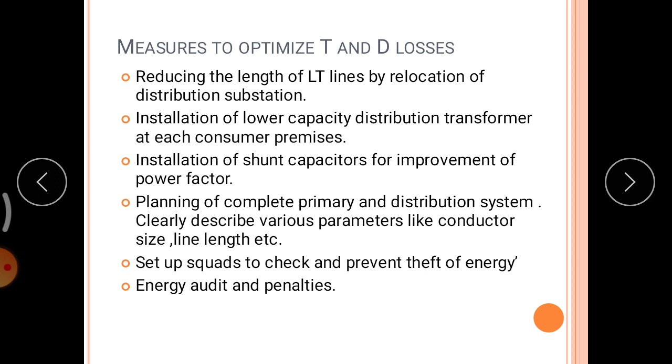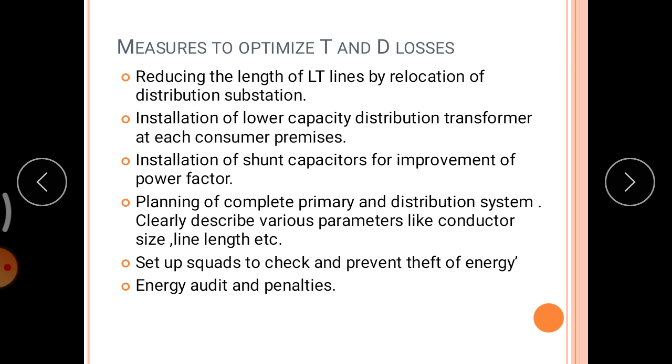Next, plan the primary and distribution system properly. How? In the sizing of conductors, you should not use any oversized conductor. There is a conductor table, a wire table for copper and aluminum, showing how much current capacity each has and which ACSR conductor we have to use for how much current. According to that requirement only, you do proper planning and install all the conductors.